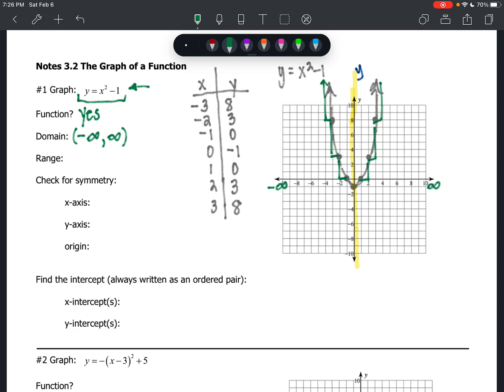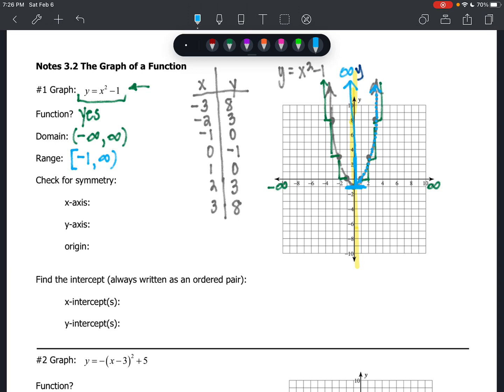And the range, if we look closely, our range is our outputs, and our range starts at negative 1, and it continues forever up to positive infinity. So negative 1 to positive infinity. And negative 1 is included as an output. And then for every y value, there is an output. See, that's continuous right there. For every y output, it is continuous from negative 1 to infinity.